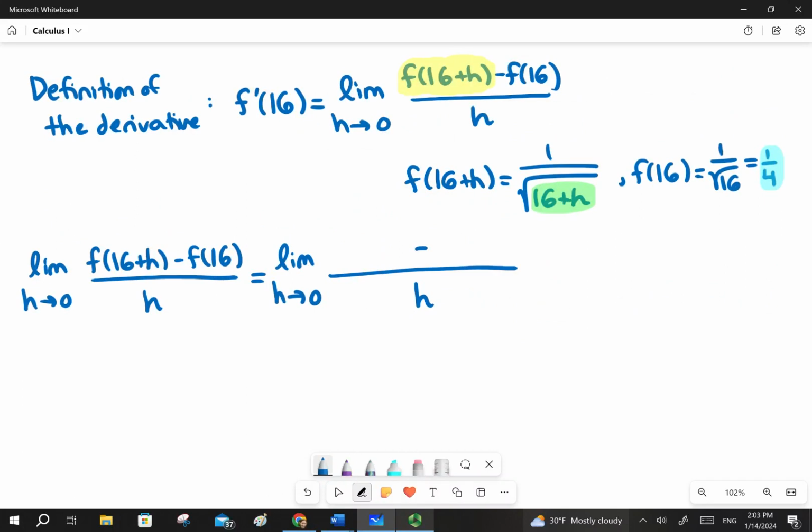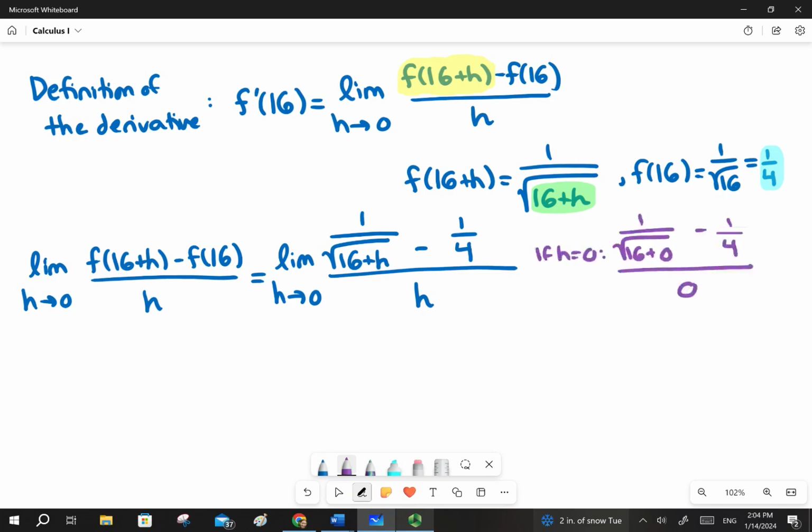Plugging in f of 16 plus h and f of 16 into our limit, we end up with the limit as h approaches 0 of 1 over the square root of 16 plus h minus 1/4 all over h. As with any limit, we can start by plugging in the value we're approaching. But if we do that here, we end up with 1 over the square root of 16 plus 0 minus 1/4 over 0, which is 1/4 minus 1/4 over 0, which is 0 over 0, which is indeterminate, signaling that we have more math to do.